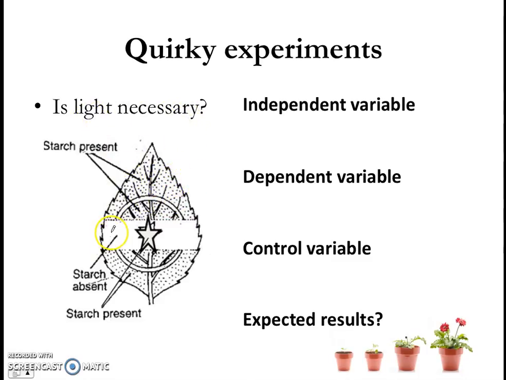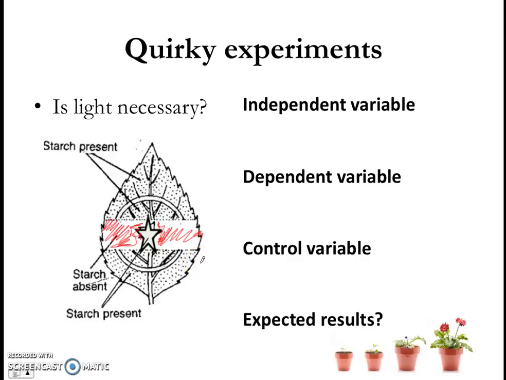Right, you see a leaf here, and basically the leaf is covered with some black paper, right, on some parts of it, but there's a cutout here, a star-shaped cutout. So in this part, the leaf is still exposed inside. Now in this case, what is the independent variable here? Dependent variable, control variable, and expected result. Like where will there be starch at the end of the day? I want you to just think about it and then pause the video and I'll talk about it in a while.